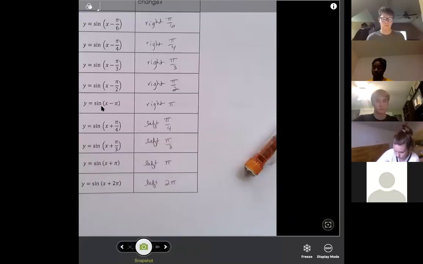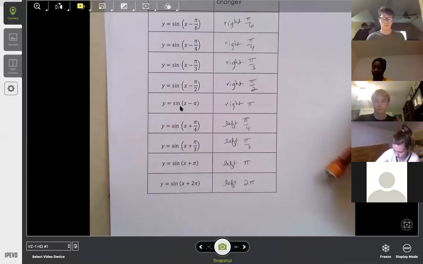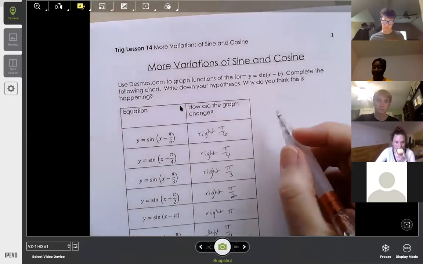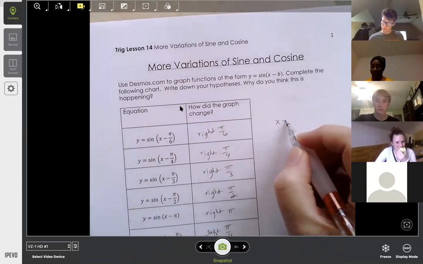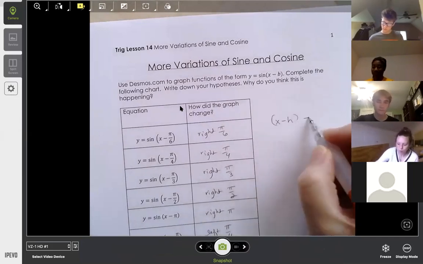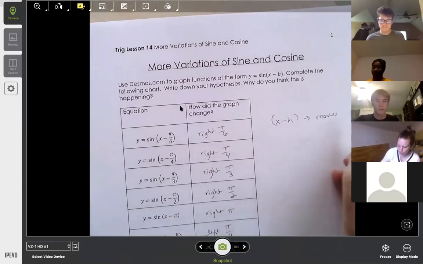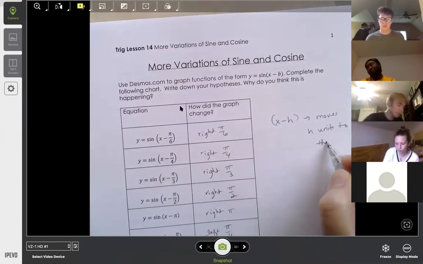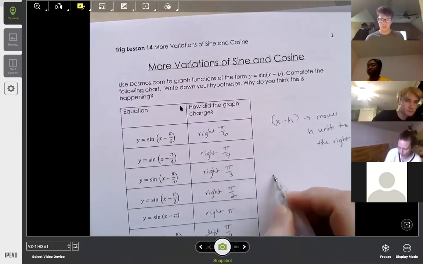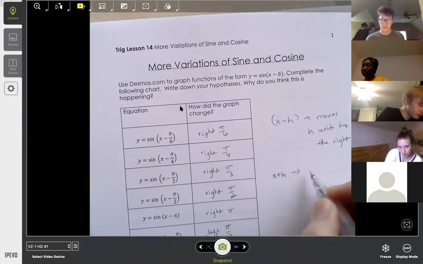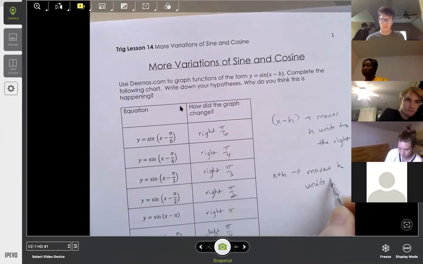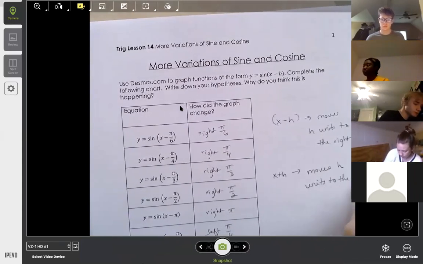All right, back we go. So what do we know? We know that if it's x minus a value, it moves h units to the right. And if it's x plus a value, it moves h units to the left.